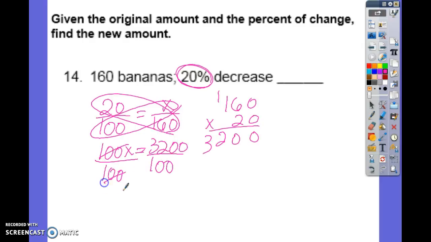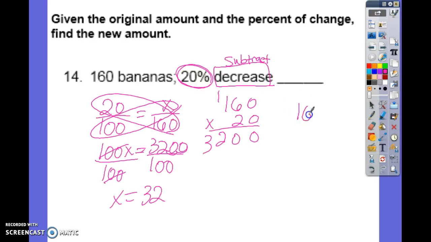Decimal moves 2 places to the left. So I get 32. Remember, this is not a percent. We found 20% of 160. So we are going to have a decrease of 32. So since it is a decrease, we are going to subtract to find the new amount.